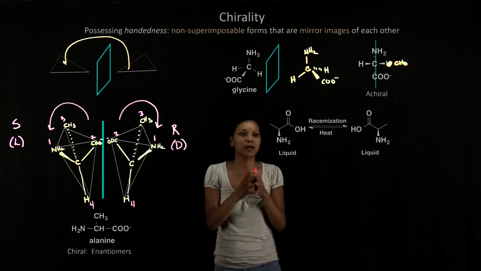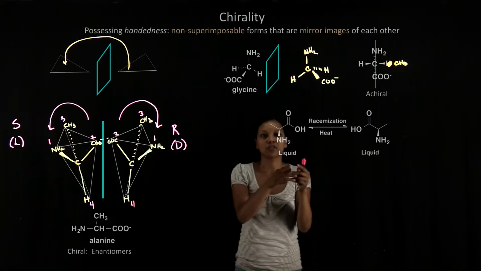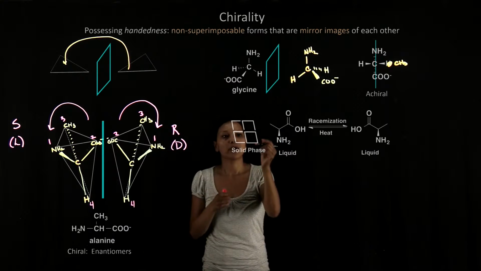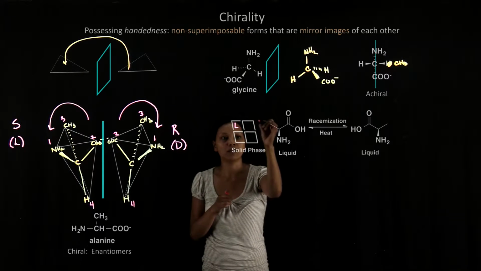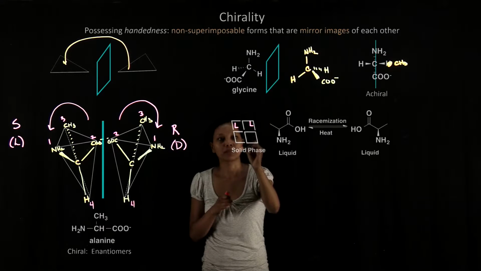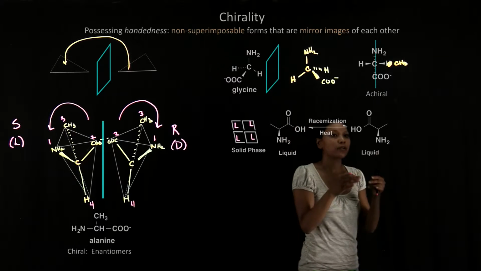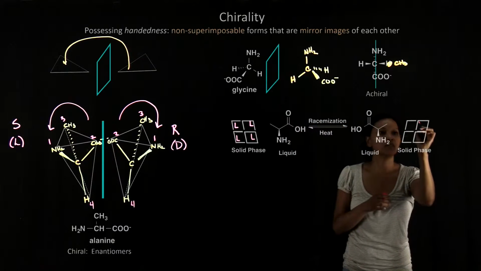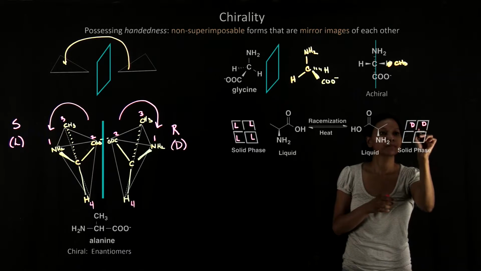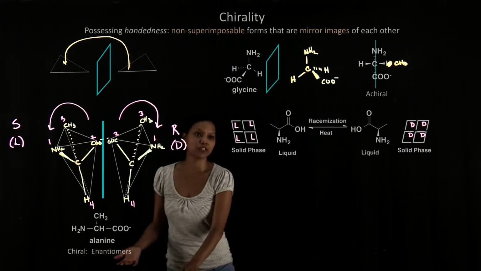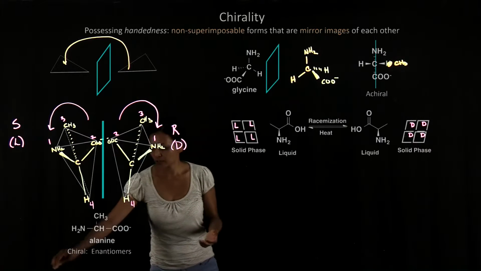However, if we were to crystallize the enantiomers or the racemic mixture into a pure enantiomeric form, where say we have L in one experiment, or one beaker you can call it, and in another beaker we were to crystallize all of the D forms over here, at this stage we're going to be able to determine which is which.